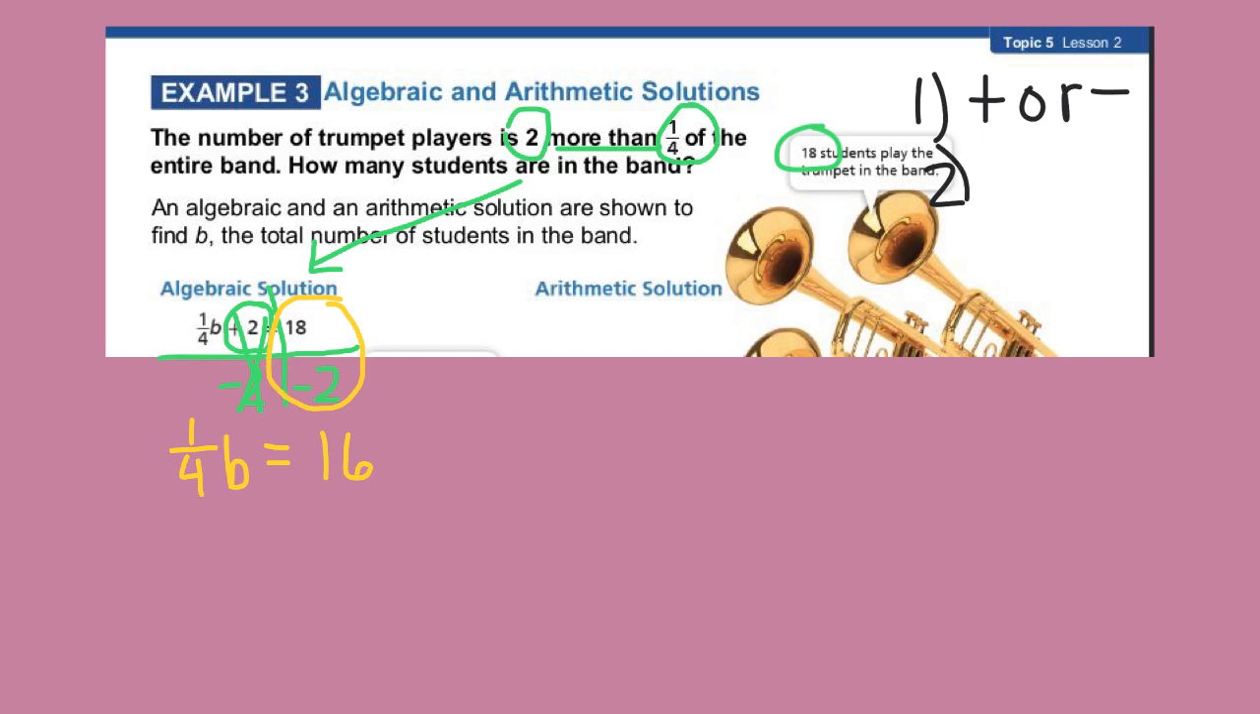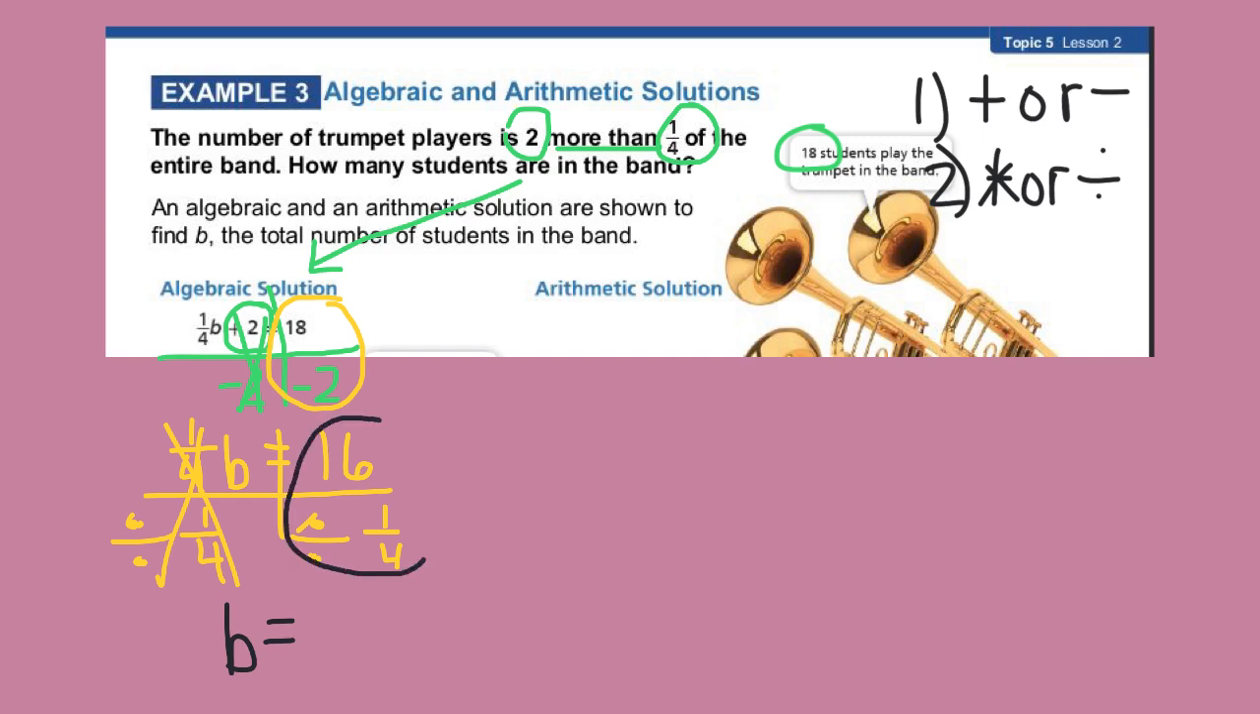Step 2 is to multiply or divide. Still working on the side that has the variable. The opposite of multiplying by 1/4 is dividing by 1/4. If I do that to the left, I also have to do that to the right. Divide by 1/4 both sides. 1/4 divided by 1/4 gives me B by itself.